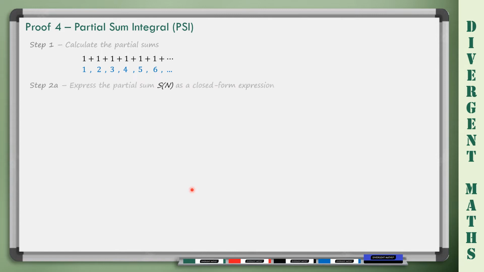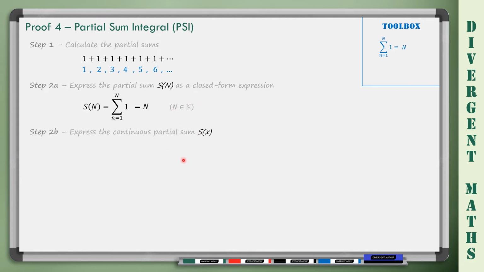Step number 2a, express the partial sum S of n as a closed form expression. Again, easy. The partial sum, we have seen it on the previous board. It's quite easy and trivial. It's the number of times that we have the constant one, so uppercase N. Here it is. N being an integer or a natural number.